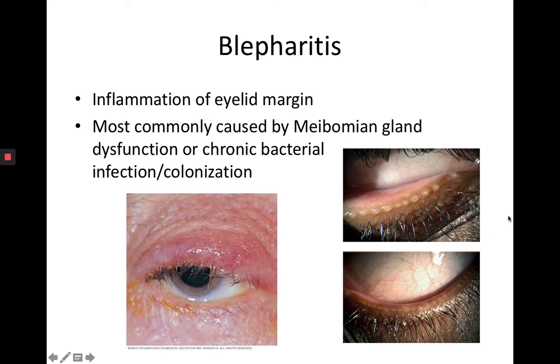So as you can see here on the left side, there is erythema and swelling of the upper eyelid. And then on the right side, you can see that the eyelids have little plugs at the meibomian gland openings.